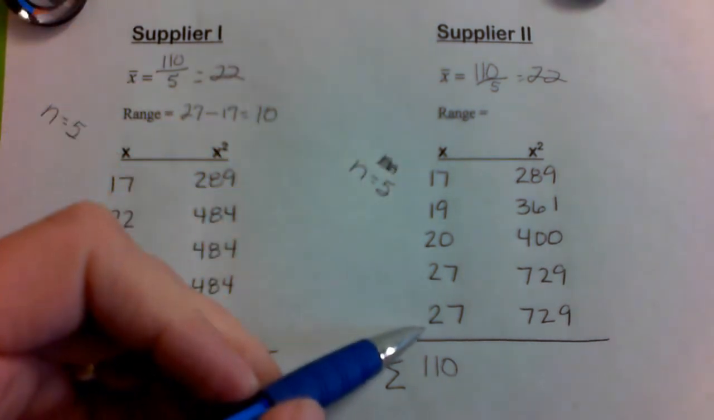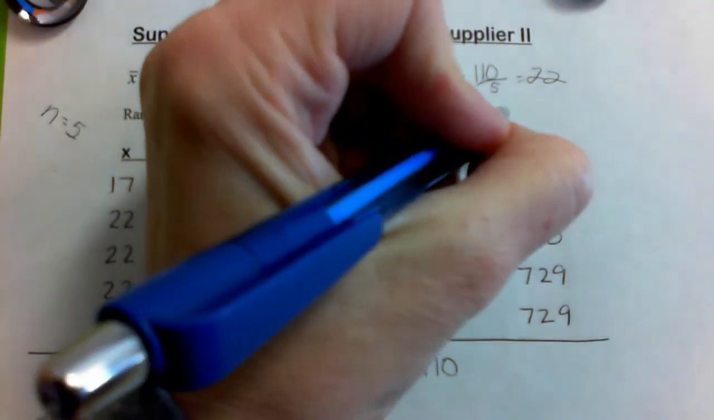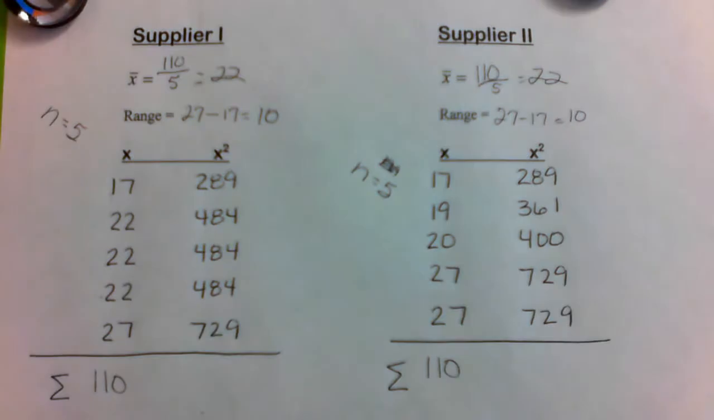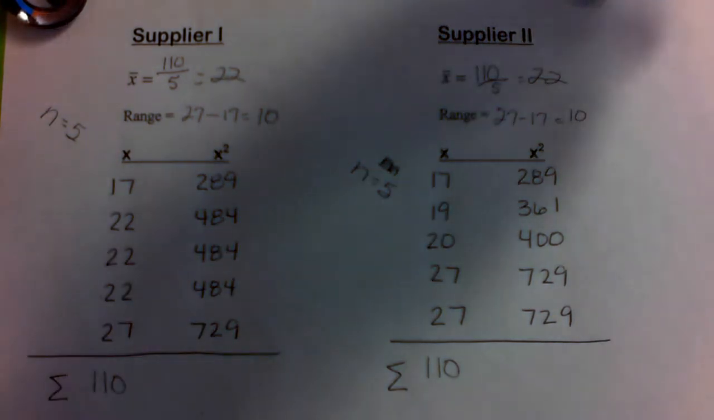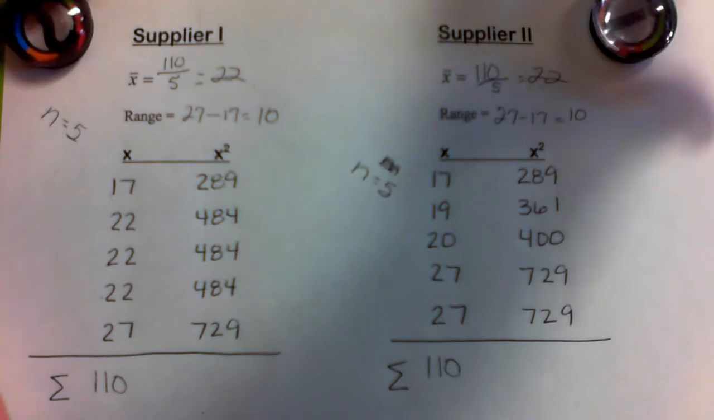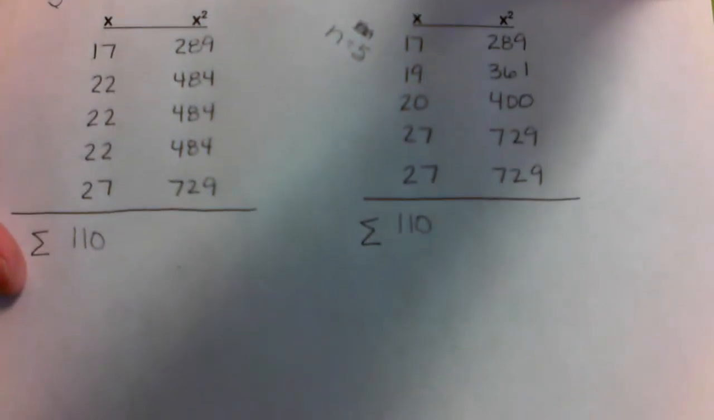So I come over here, and this supplier is also 27 minus 17. So it has 10 ounces of variation as well based upon the range. So right now they look a lot the same. So now what we're going to do is compare their variance and their standard deviations.